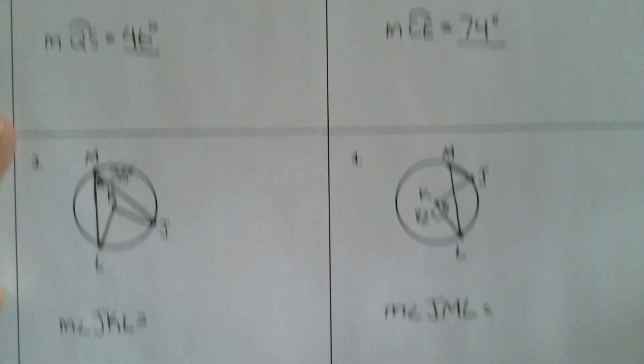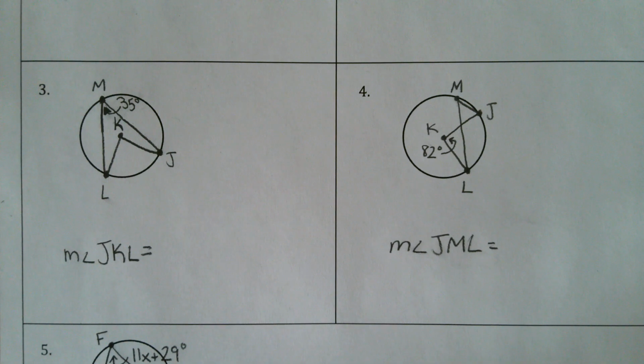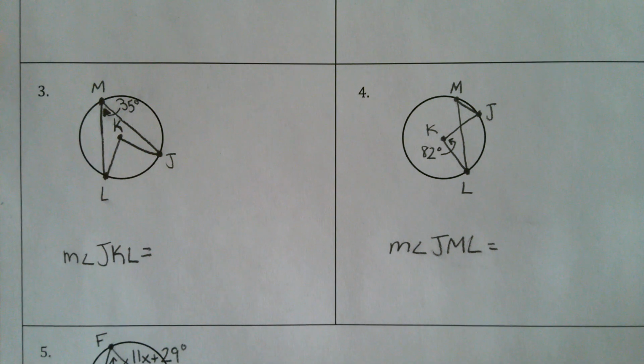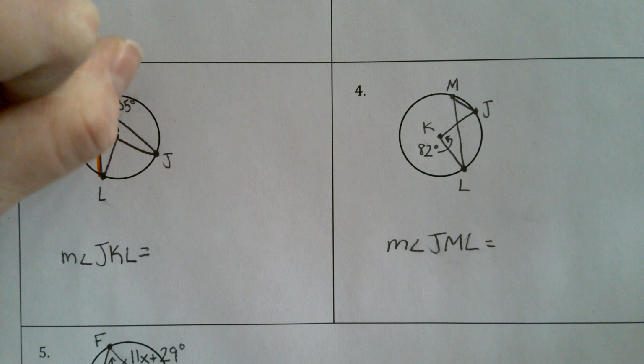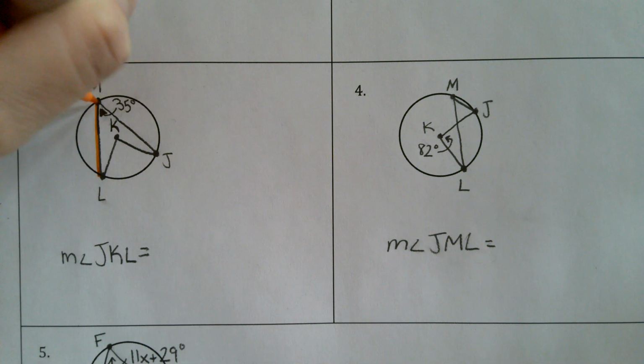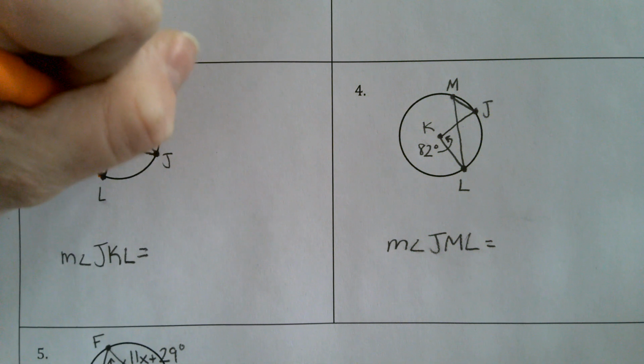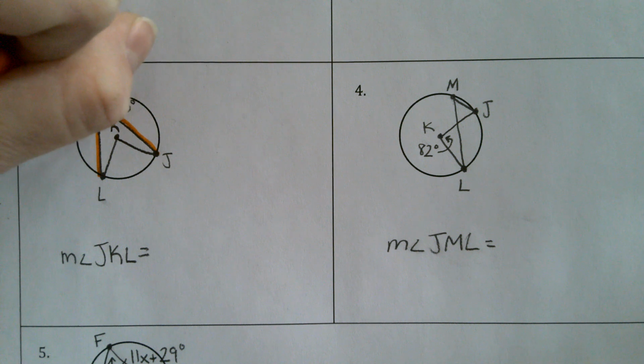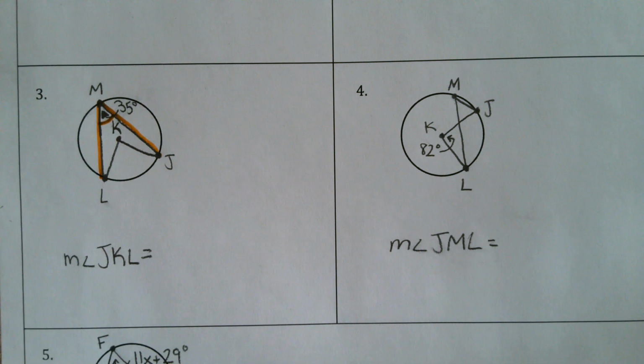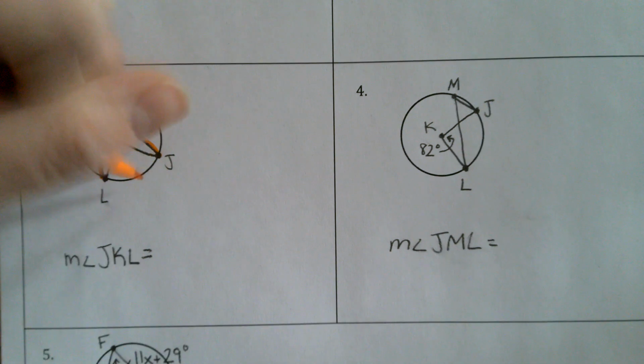All right, let's look at 3 and 4. I know these problems look a little scarier. Again, this is where the color coding really helps. So we know that this angle here is 35 degrees. That's LMJ. And we want to know JKL. So let's start with the angle that we are given. So this angle right here is 35 degrees. And its arc is LJ.